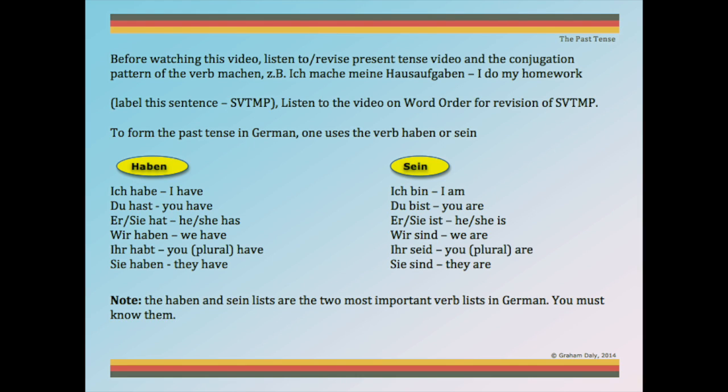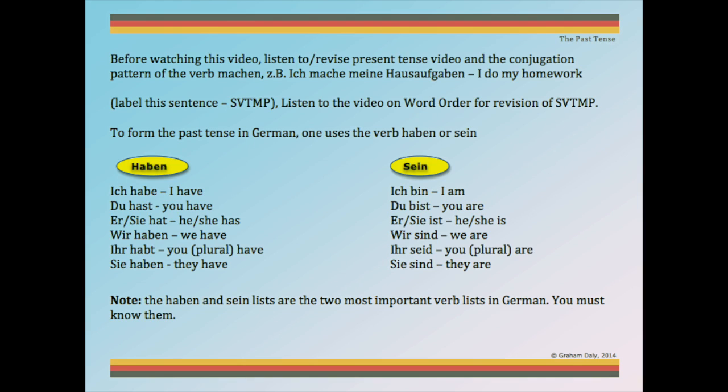If you listened to the present tense podcast, we conjugated the verb machen, to do, M-A-C-H-E-N. So you're going to write down this sentence for me. Ich, I-C-H, mache, M-A-C-H-E, meine, M-E-I-N-E, which is my, and the last word, Hausaufgaben, H-A-U-S-A-U-F-G-A-B-E-N, homework.